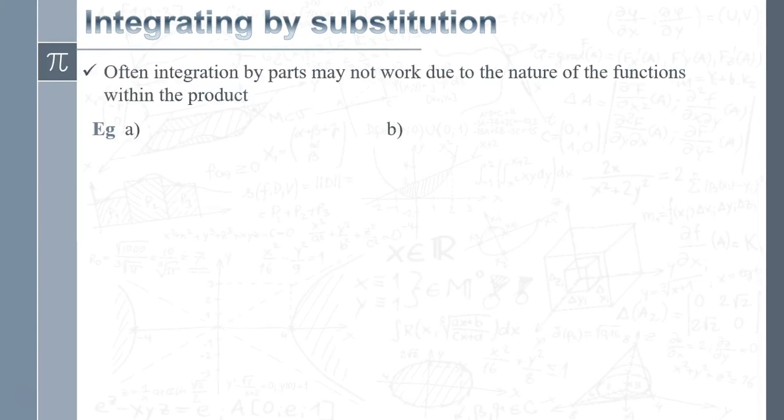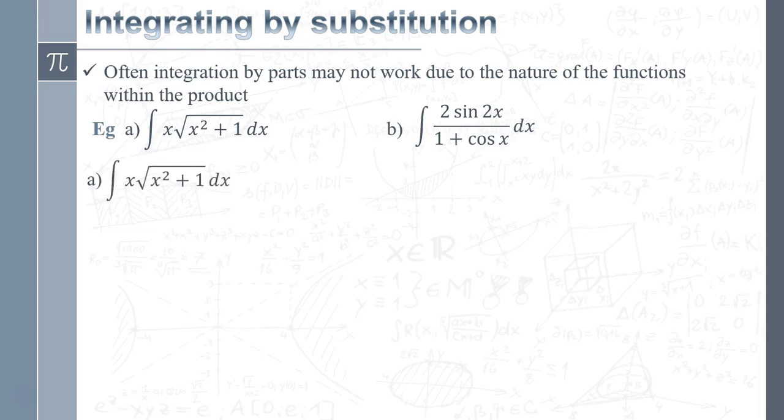So often you're going to get products to integrate that don't work by parts because of the nature of them. When you're integrating by parts, you need one of the products to break down to become essentially a constant, or apply one of the sneaky tricks we've talked about previously. In both of these cases here, that's just not going to work, so we're going to need something completely different. So here we go. What we're going to do is a substitution, and an obvious one to pick in this particular case is to let u equal x squared plus 1.